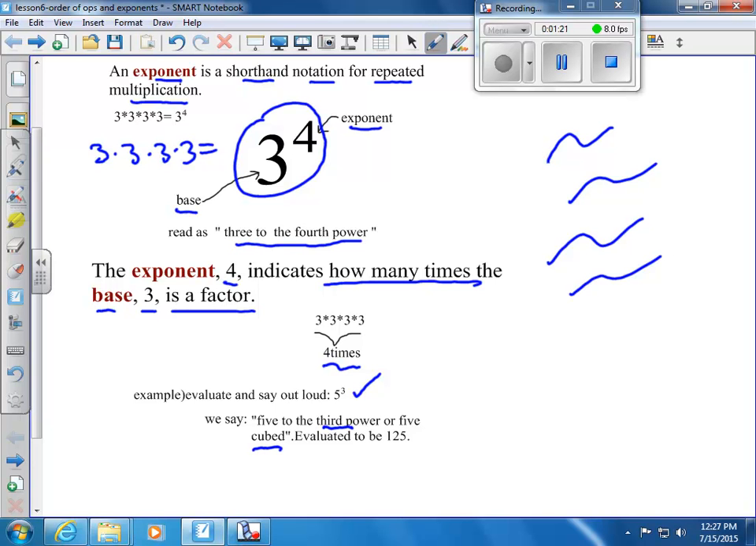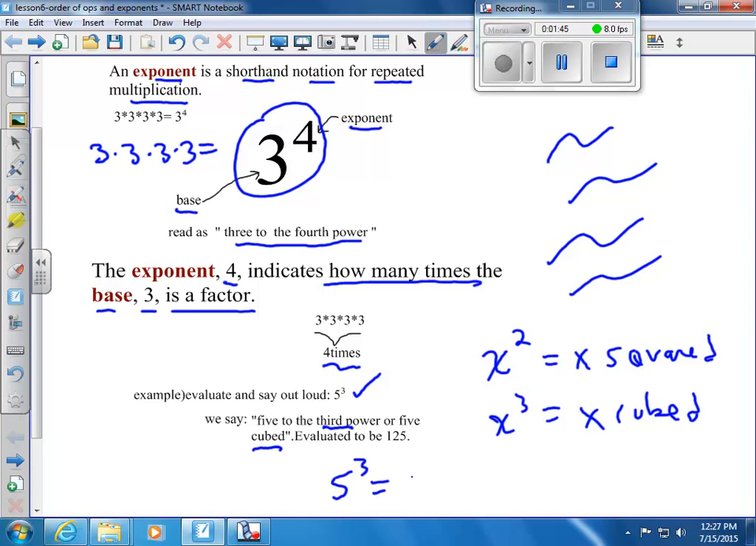So certain powers, like squared and cubed, have other names. So for example, x to the 2nd power, you could also call that x squared. X to the 3rd power, you can call that x cubed. All right? And if we evaluate that, well, now we know 5 to the 3rd power means 5 times 5 times 5, which is 125, right? Because that 3 tells us how many times to carry out that multiplication, how many factors of 5 exist in that expansion. So 5 times 5 times 5 is 125.